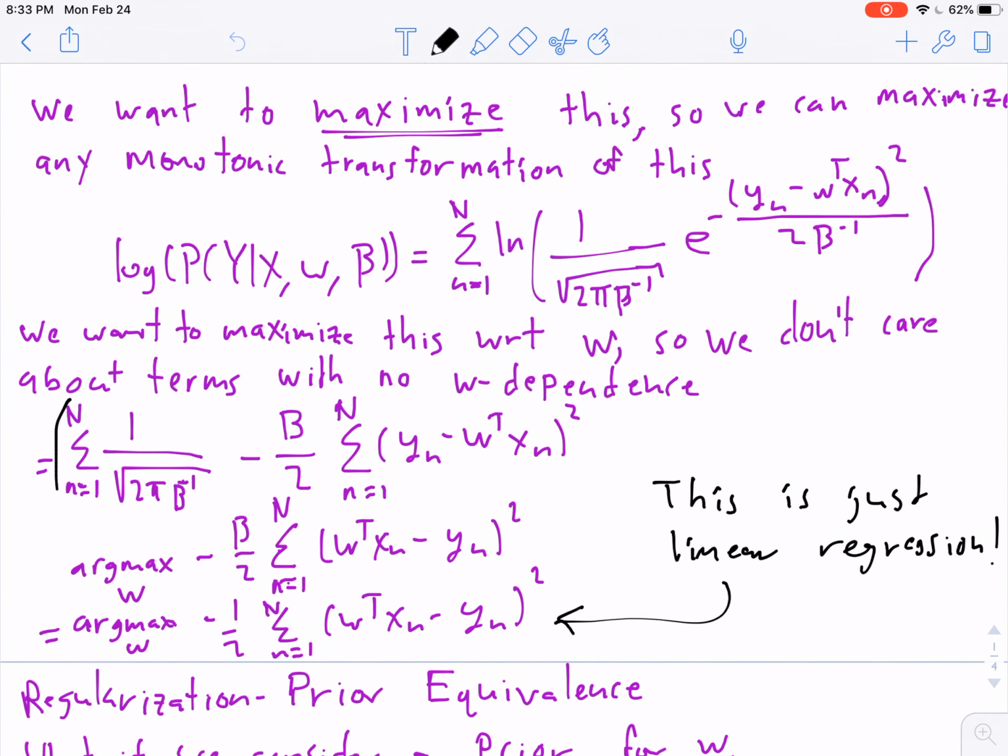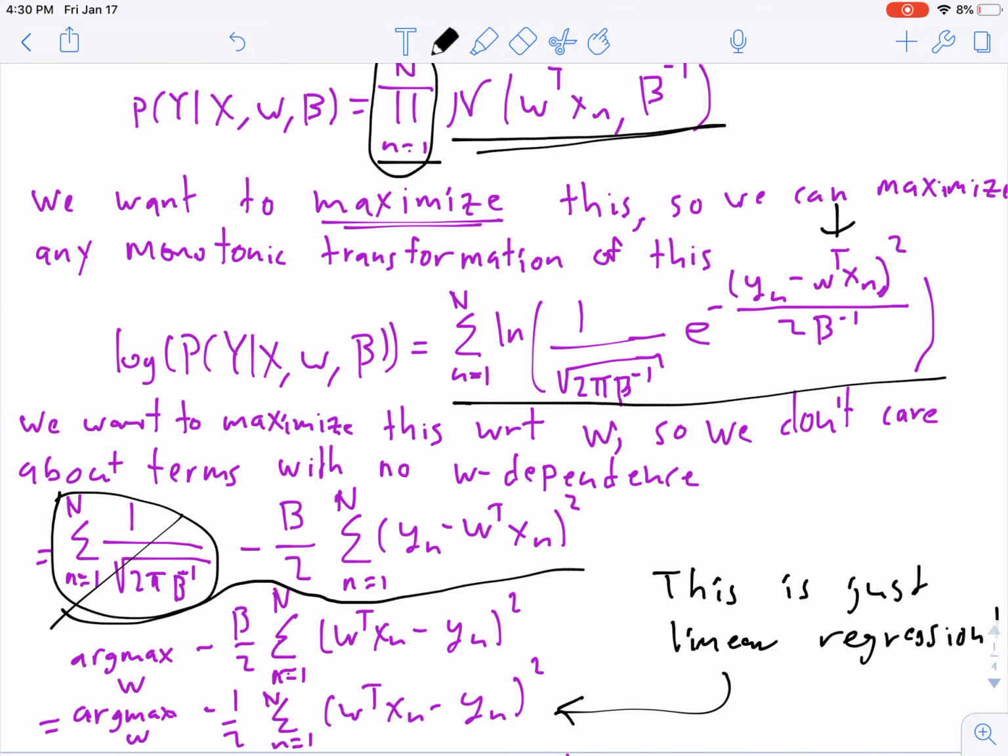And side note, this should actually be the sum from n equals 1 to big N of log of 1 over square root 2 pi b to the negative 1, but regardless, it's not dependent on w, so we can still get rid of it. So that's exactly what we're going to do. We're going to find the w that maximizes this.